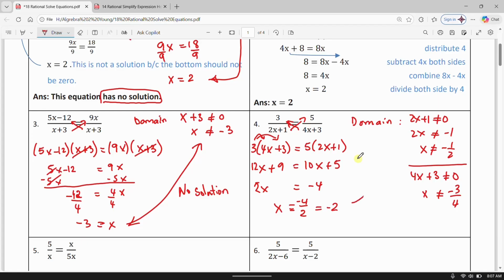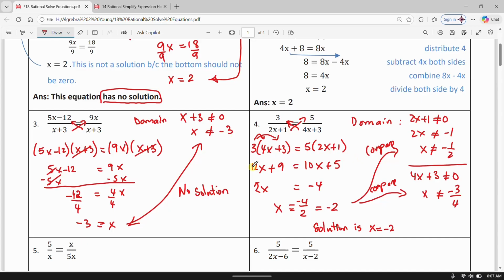So then you're going to compare with the domain. You want to compare with the domain. So the negative 2 is not one of the two values in the domain, then the solution is accepted, so x equal to negative 2.